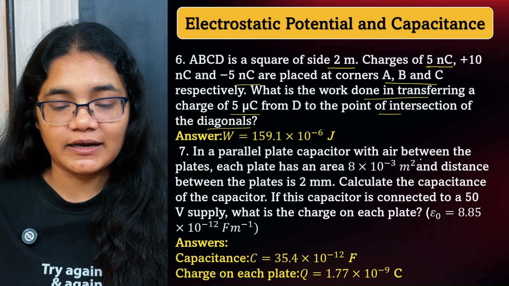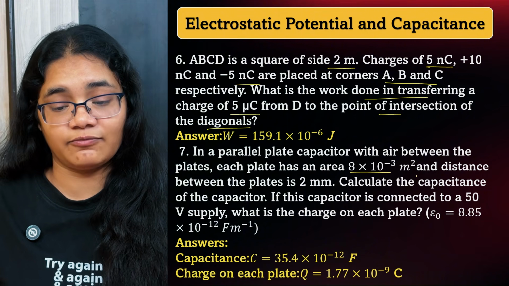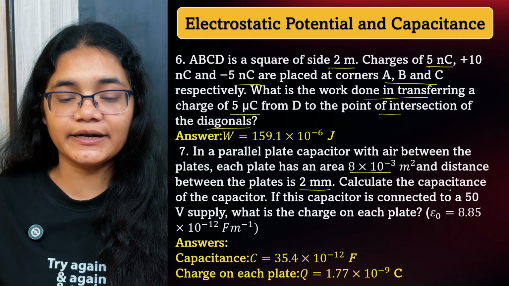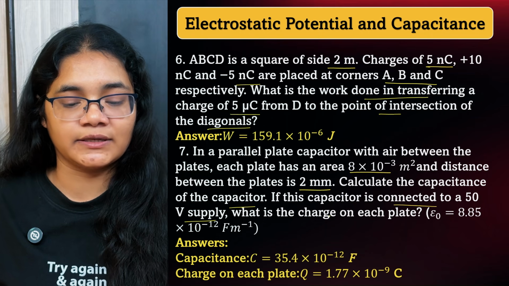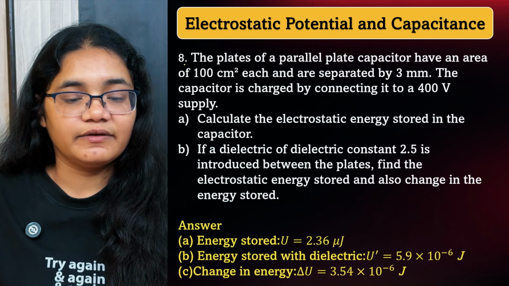Next, in a parallel plate capacitor with air between the plates, each plate has an area of 8 × 10^-3 meters square and the distance is 2 millimeter. Calculate the capacitance of the capacitor. If this capacitor is connected to a 50 volt supply, then what is the charge on each plate? Okay. Next, we have question number 8.